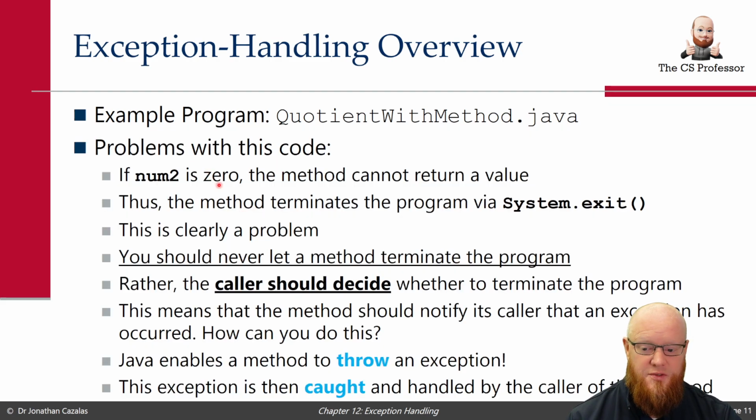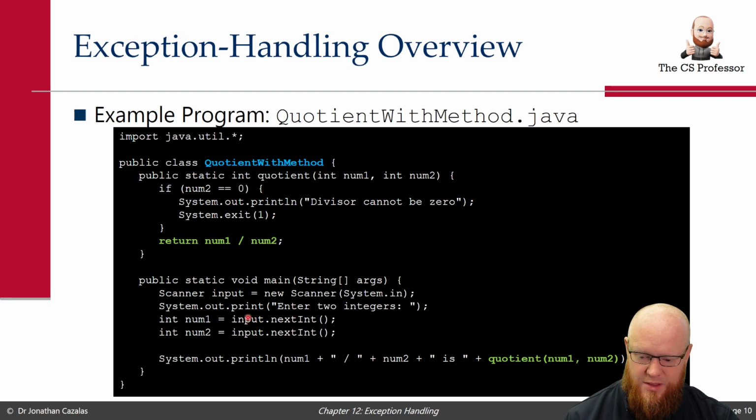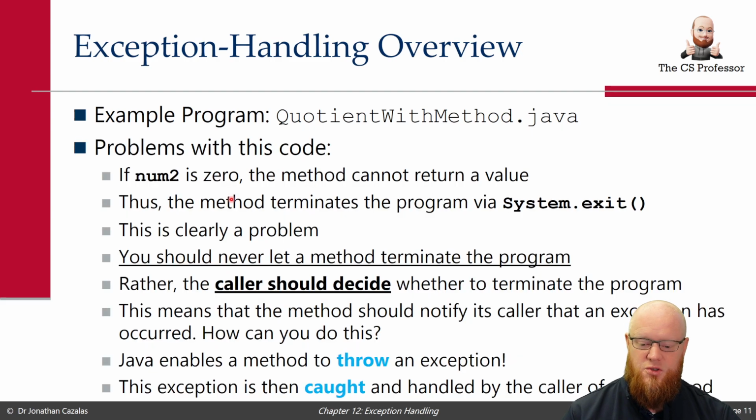So as we just mentioned, if num2 is 0, the method cannot even return a value. So the method does what? It terminates the program with this System.exit. That is a problem because you should never let a method terminate the program. Rather, if we have this main method that called this tiny little helper method to do something, and this helper method is unable to complete its task, what's more appropriate is for it to do what? It should let the caller decide.